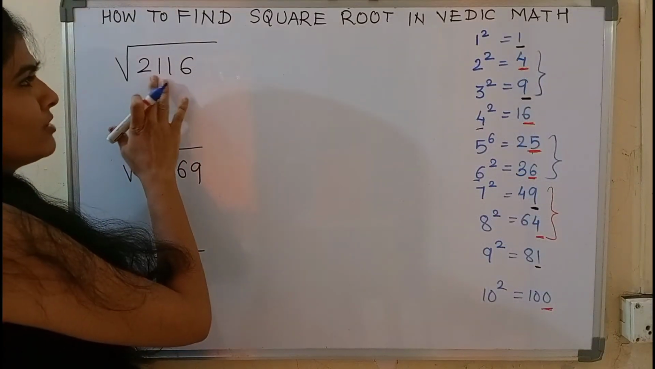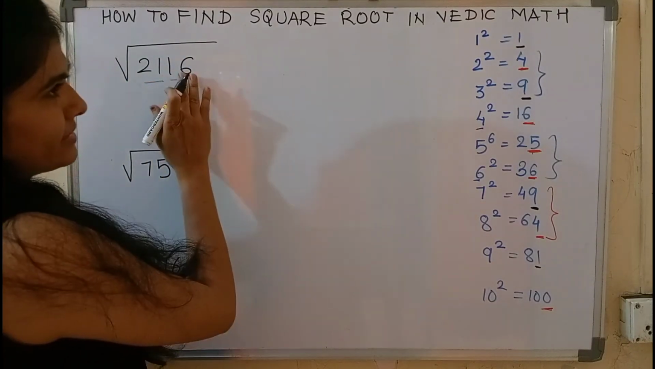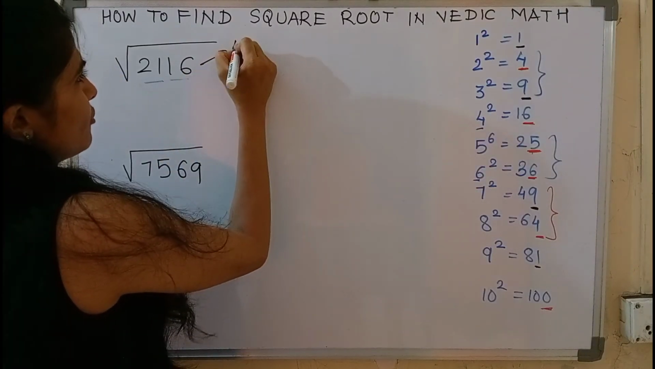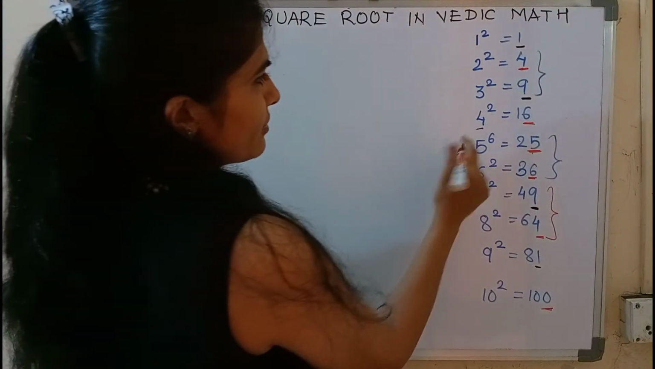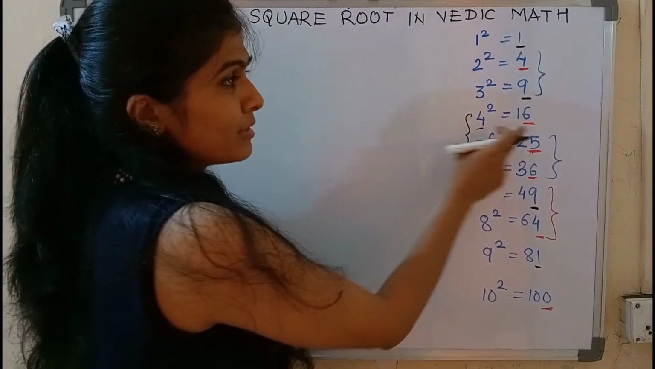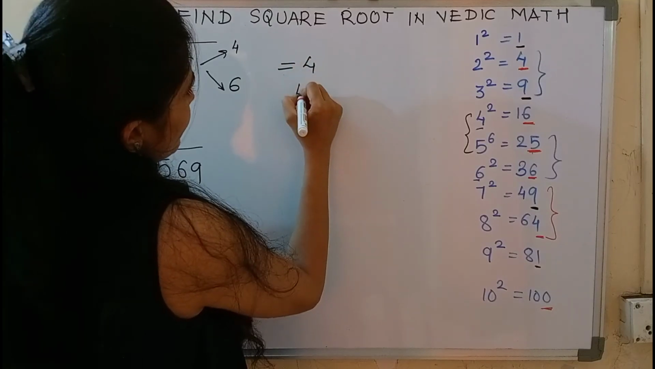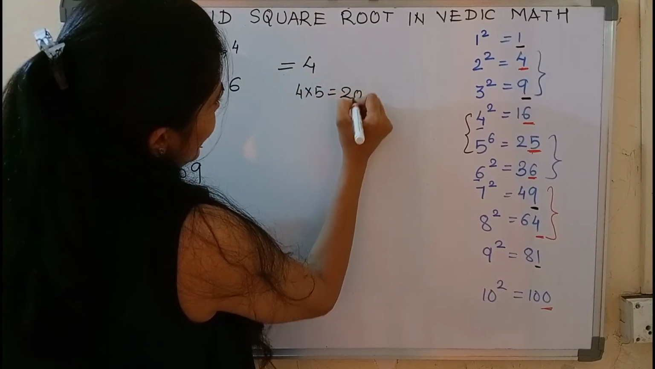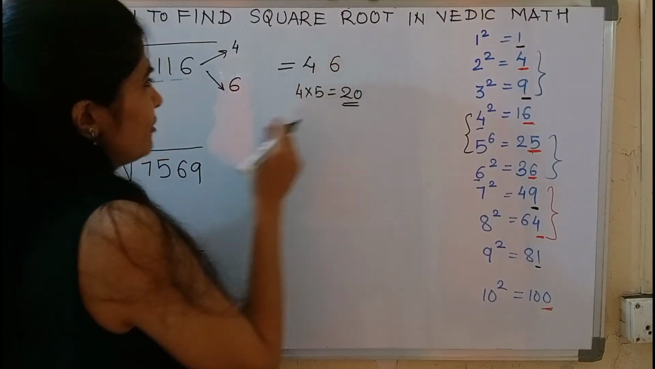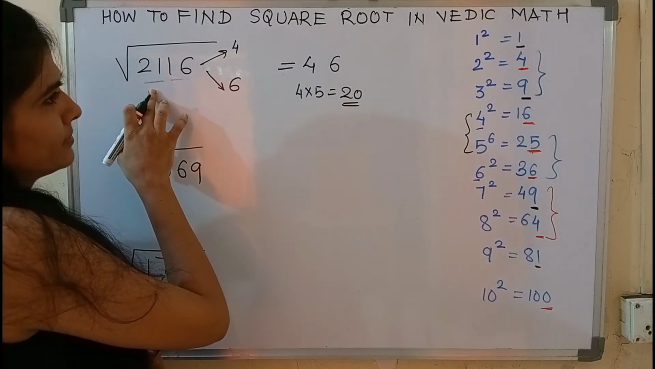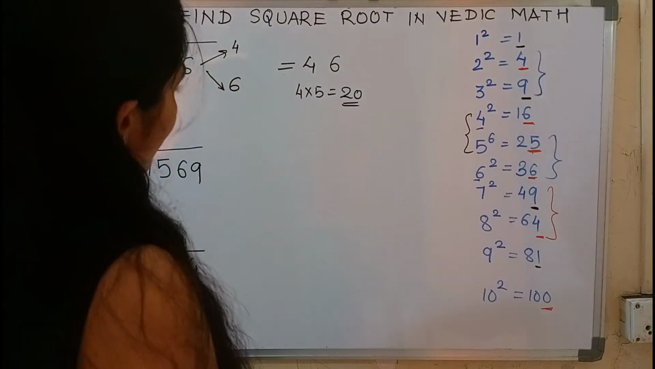Next number is 2116. Let's group them into two parts. Then it ends with 6. As it ends with 6, it must be either 4 or 6, right? Now, what is the first group? It is 21. 21 is between 4 and 5. So, I must take 4, right? Because it is between 16 and 25. We should choose the smaller one. So, the tens digit must be 4. And then 4 5s are 20, right? It is greater than 16. So, what should I choose? I must go with 6, right? If it is greater than or equal to, then the greater one, and less than or equal to, then the smaller one, right? So, my answer is 46.